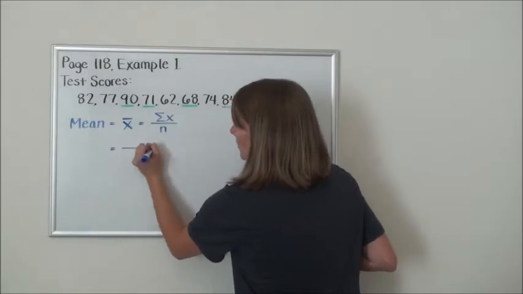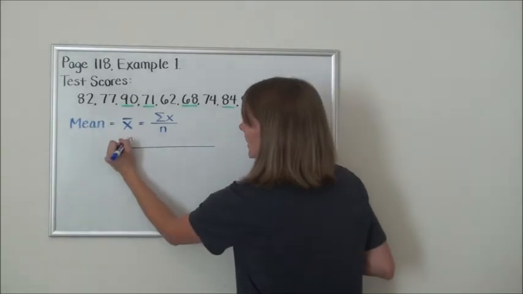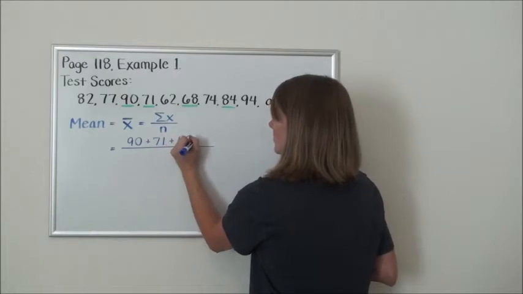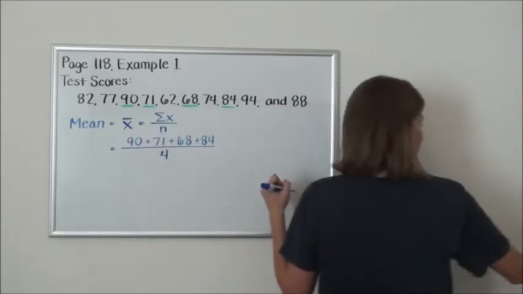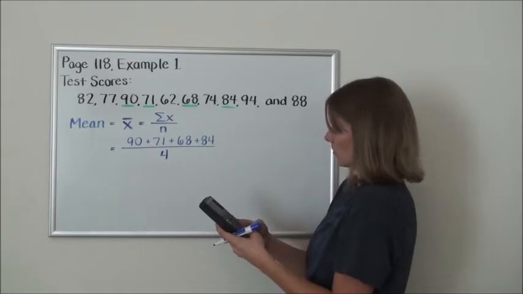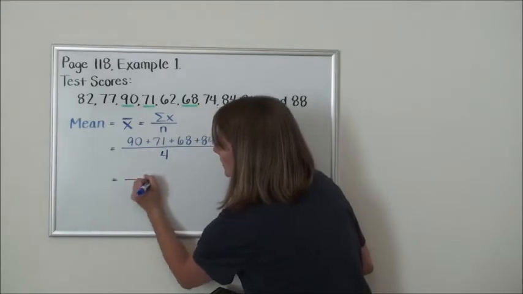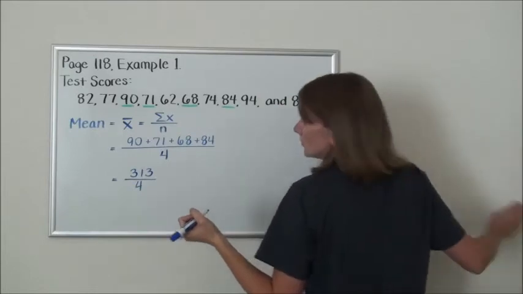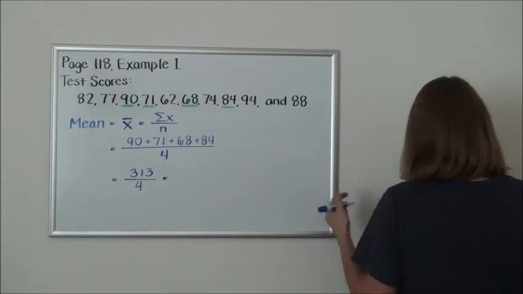So when I go to add up these values, I'm not going to add everything, I'm only going to add the values in my sample. So I'm going to take the 90 plus the 71 plus the 68 plus the 84 and divide by how many there are in this sample, which is just 4. All right, so that's 90 plus 71 plus 68 plus 84 gives me 313. And again, I need to divide that sum by the sample size, which is 4. And that gives me 78.25.